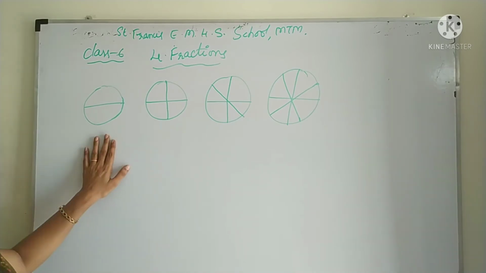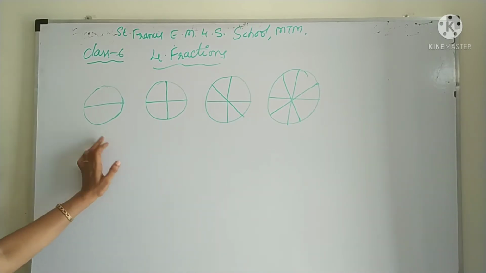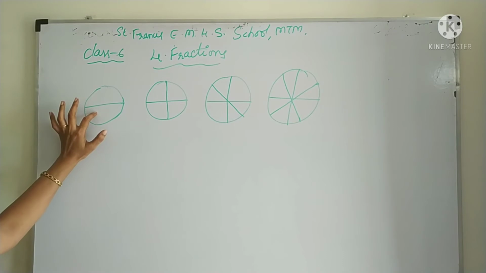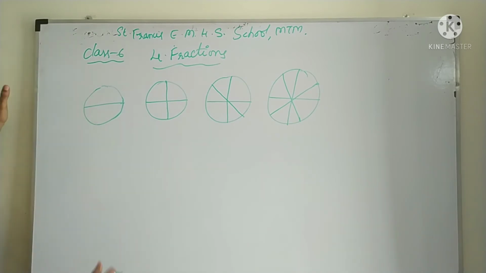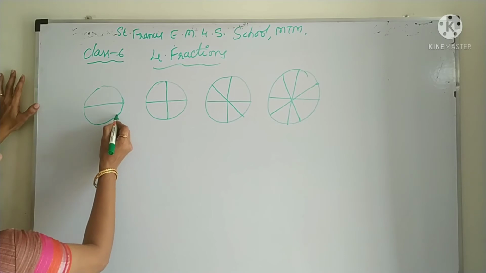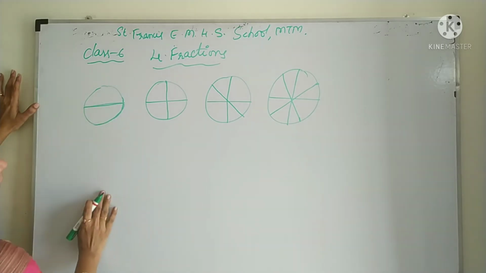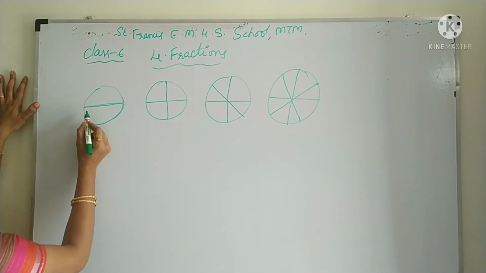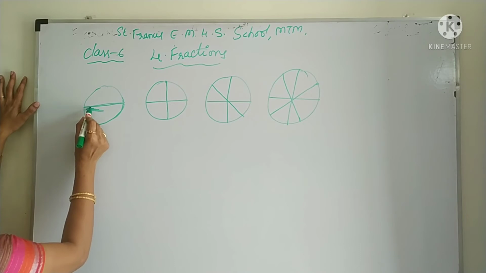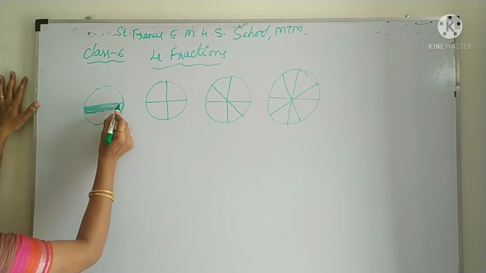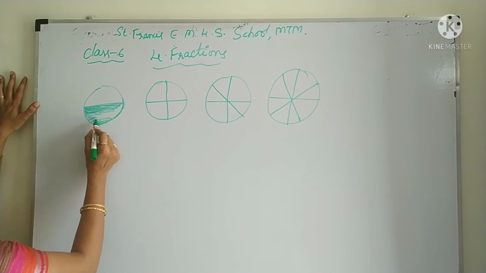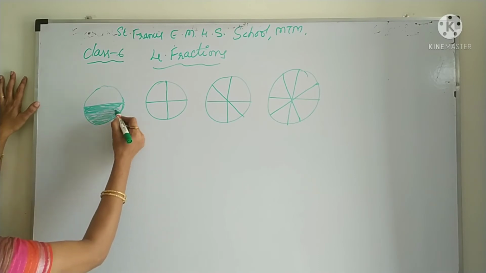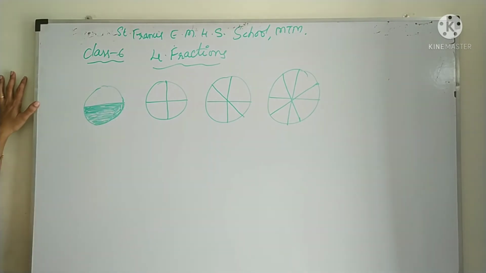See here, I have taken one circle. I have divided this circle into two parts. Okay, so two parts I have divided, like this. Now I want to shade one part here. The down part I want to shade. Anyone you can shade here, but I am doing the down part. Like this I want to shade one part here.